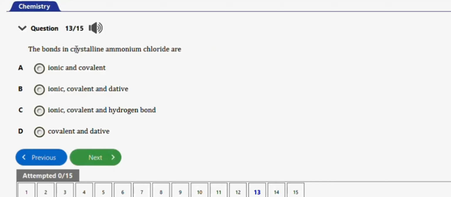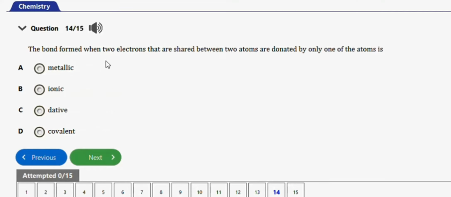The next question will be this one. It says the bonds in crystalline ammonium chloride are, ionic and covalent, ionic covalent and dative, ionic covalent and hydrogen bond, covalent and dative. So the right answer is option B, ionic, covalent and dative. Take note of this particular question as well. Next question will be this one. It says the bond formed when two electrons that are shared between two atoms are donated by only one of the atoms is, so it's dative, guys. The right answer is option C, dative.